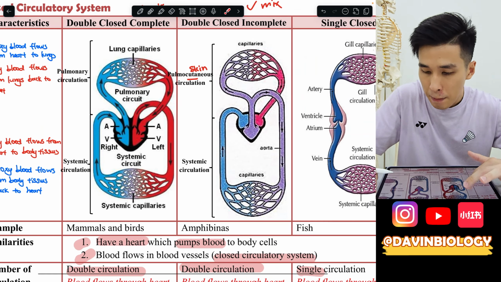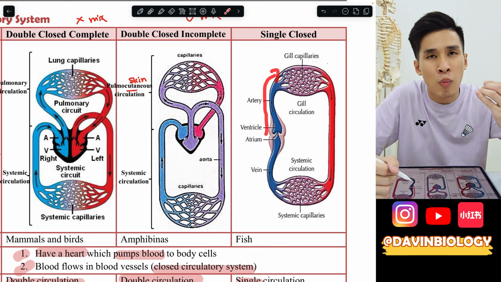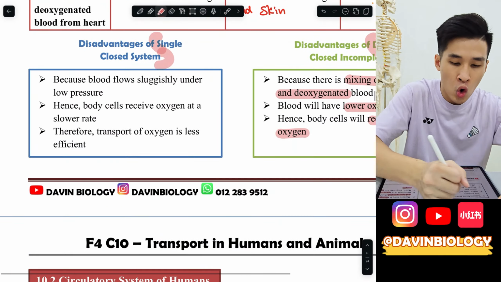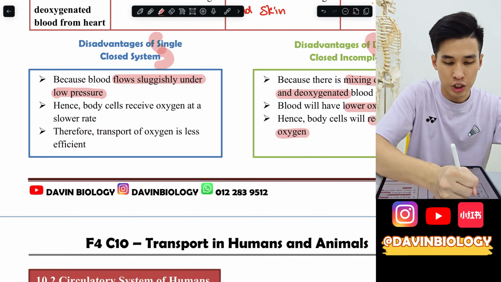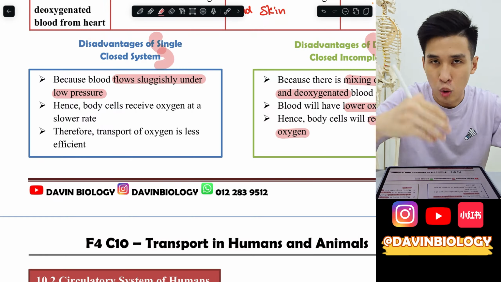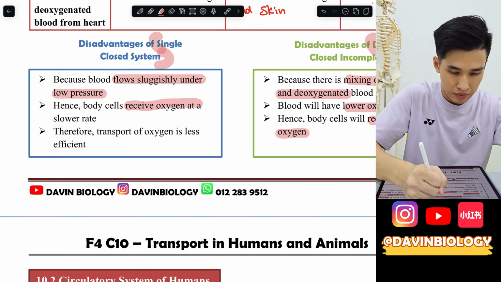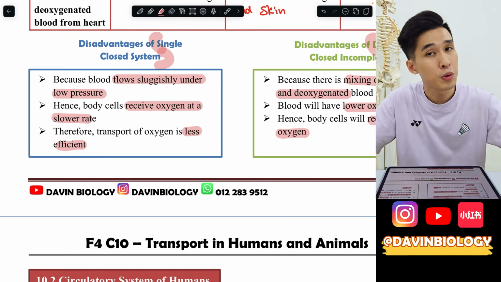Now for fish, because the blood only passes through the heart once, you need to pump one time to the entire body. So their main problem is low pressure. Blood flows sluggishly under low pressure. So if their blood has lower pressure, their body gets oxygen at a slower rate. So therefore, transporting oxygen is less efficient compared to humans.